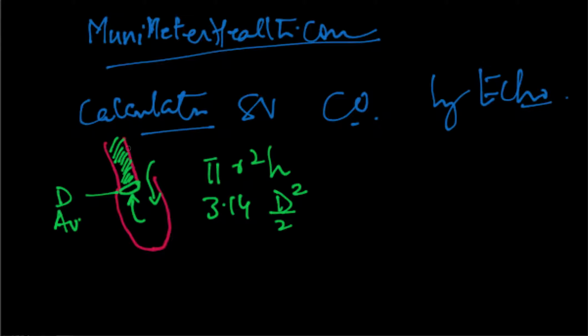And the h is the key now. Now h becomes your VTI. We call it velocity time integral. Now this is measured by a Doppler mechanism. So far this is a little less tedious, but this becomes a little tedious, and you have to be very careful. Now let's see how we do that.